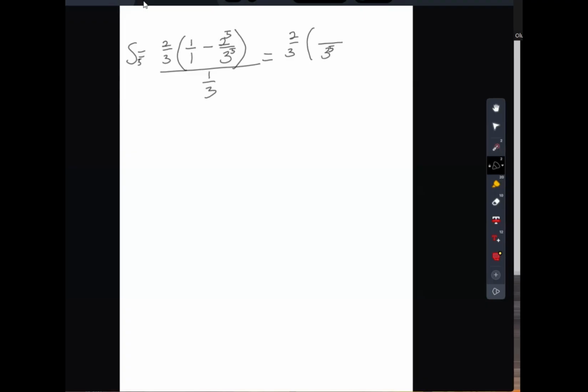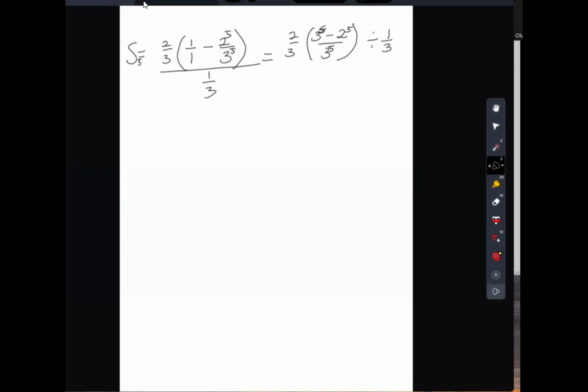Which is equal to, the LCM here is simply 3 to the power of 5, right? Then I have 3 to the power of 5 over 3 to the power of 5, times 1, that's 3 to the power of 5, minus 2 to the power of 5. And I close this. Remember, the whole of this is being divided by 1 over 3.